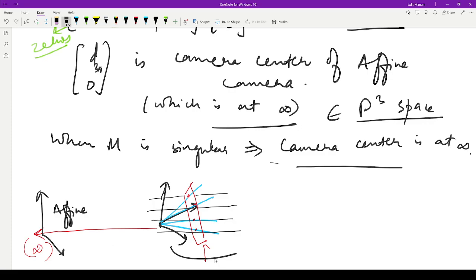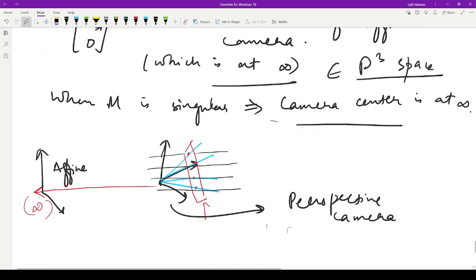So here it's a general perspective camera. If the camera center is very far from the image plane, then you can think of it like an affine camera.